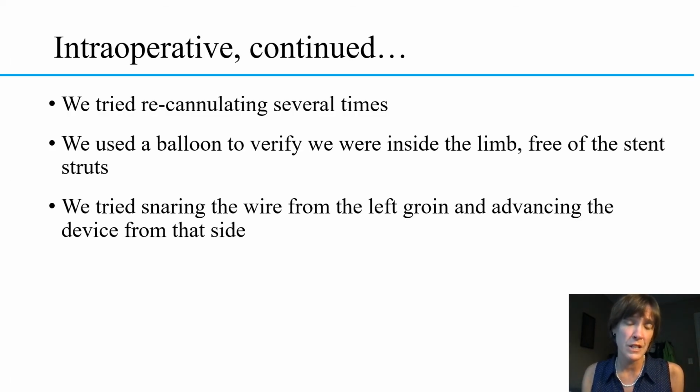We tried recannulating several times, as I said. So again, our hypothesis was that we were stuck on an internal stent strut, and we were trying to just get not stuck on it anymore. So between our access from above and our access from the contralateral groin, we tried several different ways. And each time the tortuosity was very challenging, but ultimately we were able to get what we thought was into the main body device. And we even used a balloon to verify that we were inside the limb at one point and free of any stent struts.